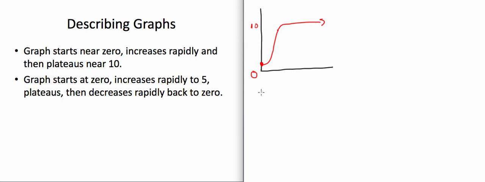Then we look here. The graph starts at 0. Blue this time. The graph starts at 0, increases rapidly till 5, plateaus, then decreases rapidly back to 0. So you have 5 there. This thing starts at 0, increases rapidly, plateaus, then decreases back.